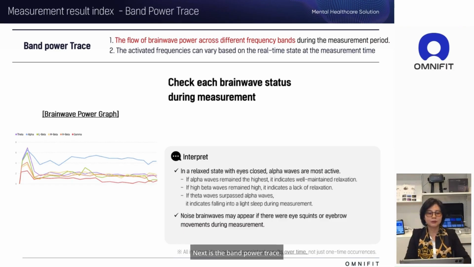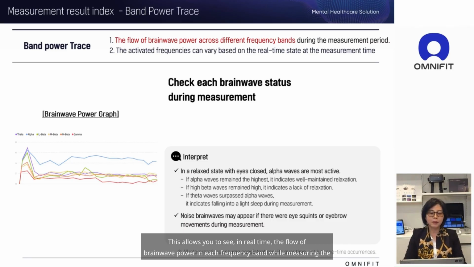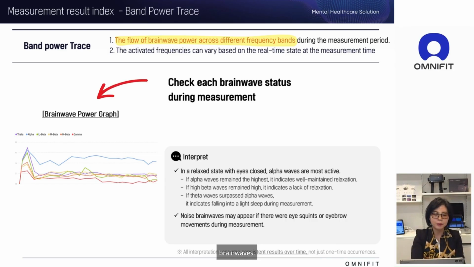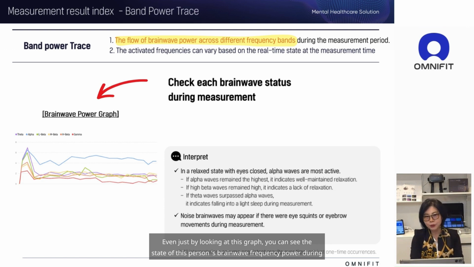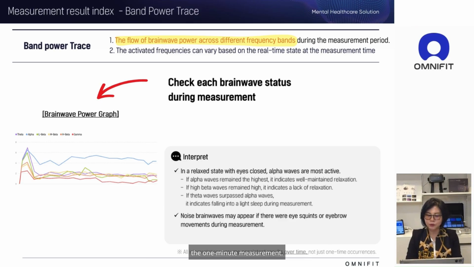Next is the band power trace. In other words, it's the brainwave power. This allows you to see, in real time, the flow of brainwave power in each frequency band while measuring the brainwaves. Even just by looking at this graph, you can see the state of this person's brainwave frequency power during the 1-minute measurement.